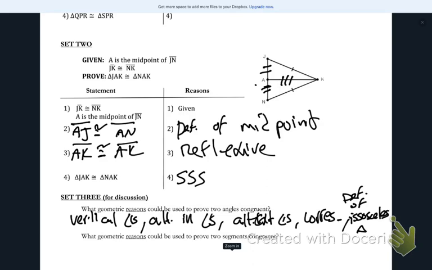Okay. This last question here says, what geometric reason could be used to prove 2 segments are congruent? And again, even thinking back to unit 1, you could use midpoint, right? Because that will cut a segment into 2 equal pieces. So midpoint, reflexive, right? If a side is shared, then you can use reflexive to show that 2 segments are congruent. And with this also the definition of isosceles triangle.